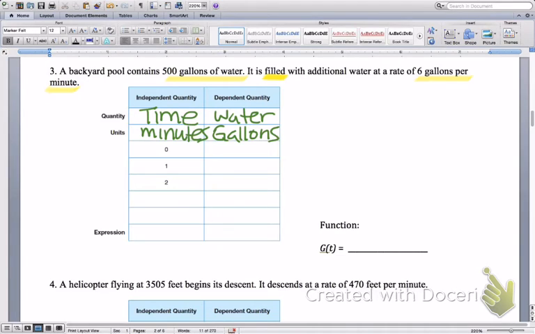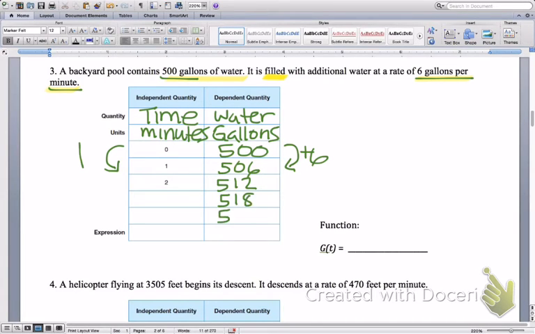Alright, so at the very beginning, how much water is in the pool? So the backyard pool contains 500 gallons. That's the starting value. And we know that something is happening every 1 minute. So every 1 minute we're getting 6 gallons per minute. So we're adding 6 gallons. So we're going to have 506, 512, 518, and 524. And that's at 3 minutes and at 4 minutes.